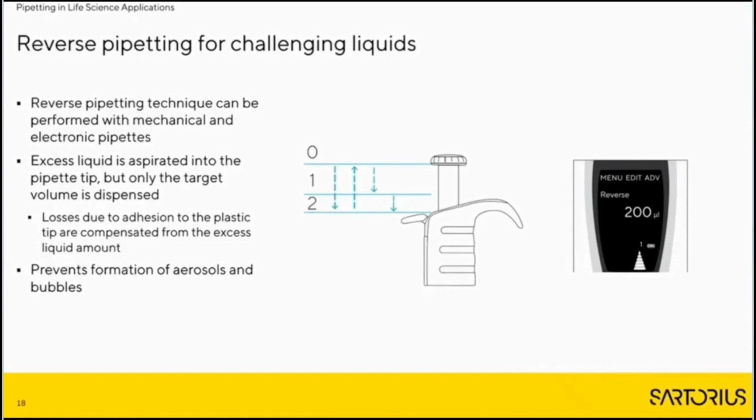So reverse pipetting is also possible with electronic pipettes. The steps that I just explained are automatically done for you. In reverse pipetting, an excess liquid is aspirated into the pipette tip, as I mentioned, but only the volume that you set on the pipette is dispensed. Liquid lost due to adhesion to the plastic tip is compensated from this excess liquid amount. Reverse pipetting also prevents aerosols and bubbles from forming, which is important in case you work with cell cultures.